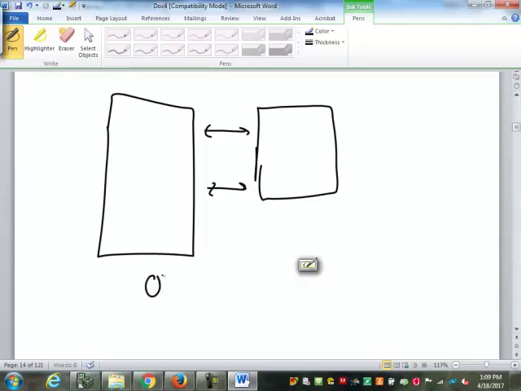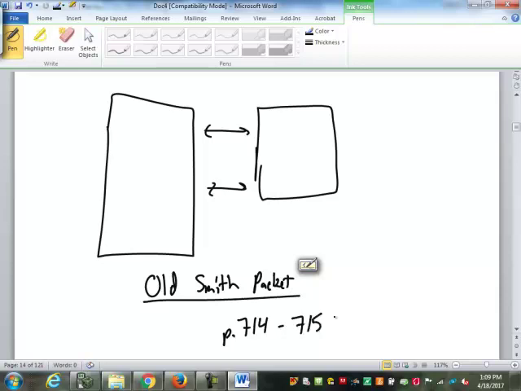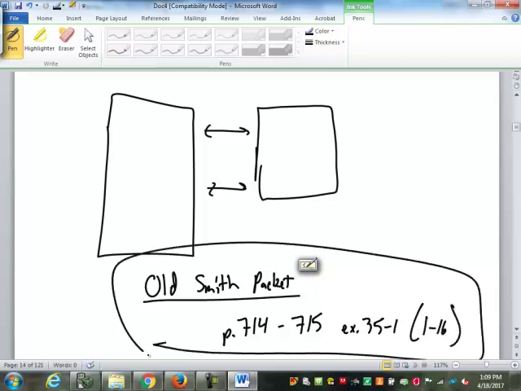This is in the old packet, the old Smith packet. The old Smith. There's one that says New Smith. It's page 714 through 715. Exercise 35-1, 1 through 16 are applications of right triangles.